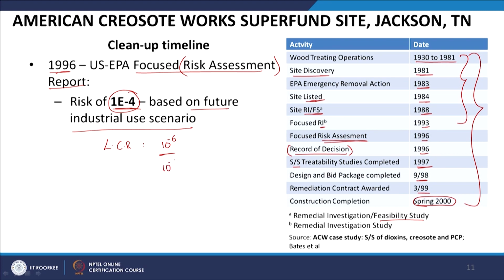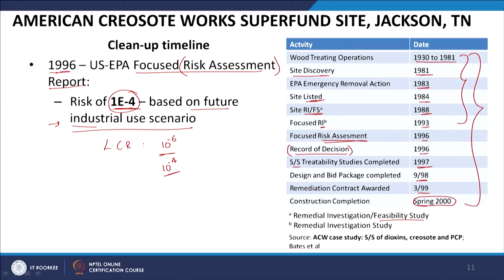So, in some cases they also look at 10 power minus 4 thresholds. And also the scenario is that it's not used for residential purposes or such, with the caveat that it's going to be used for industrial purposes. That's something to keep in mind.